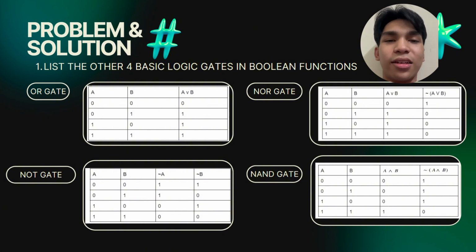This time I will be telling you about the other four basic logic gates that are present in the Boolean functions. First, we have the OR gate, which is just if one of the inputs is 1, the output will be 1. So see, the only one that has 0 is the 0, 0. The rest is just 1, because as long as one is present, it will be 1.